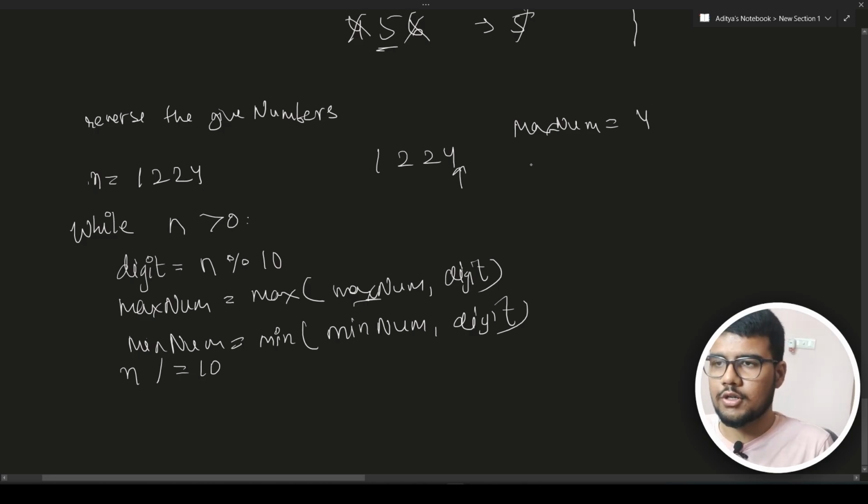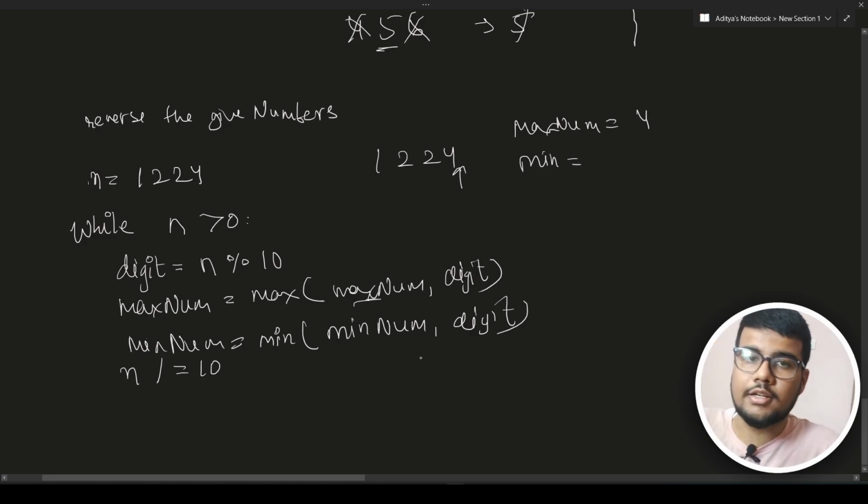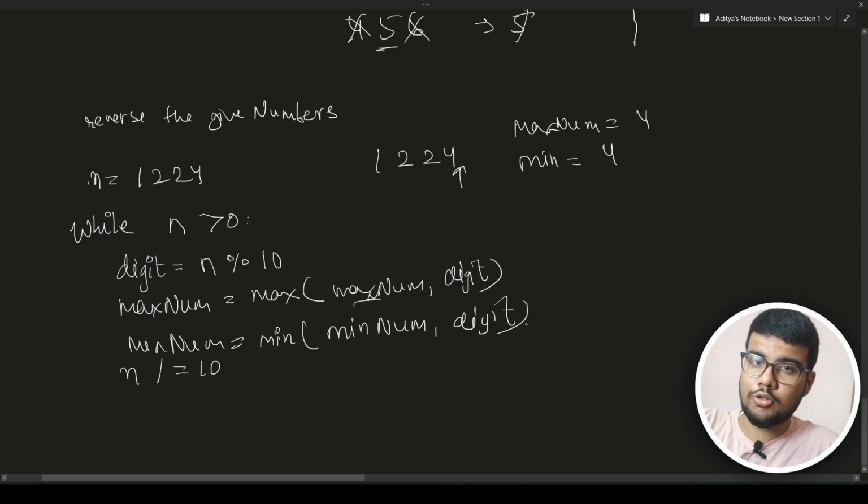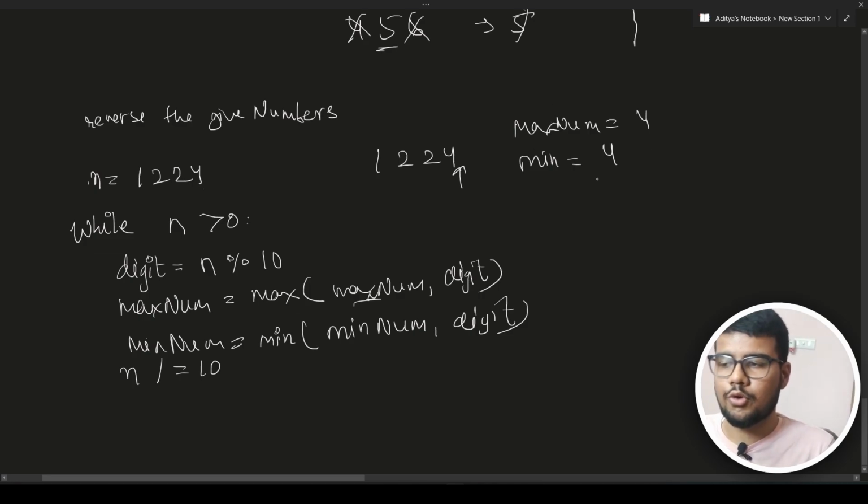4 in the very first step, and min num is a very big number, the largest positive number. The digit 4 is smaller than that, so it will reinitialize, and min num becomes 4 now. And n divided by 10 will remove the 4 from the end, since we are dealing with integers and will not deal with float values. So it becomes 122.